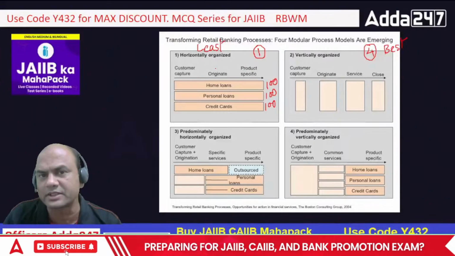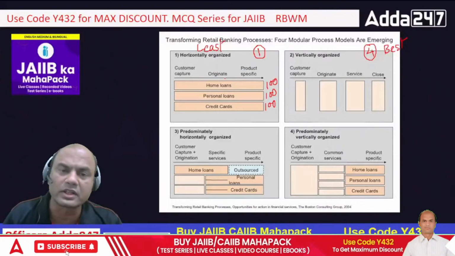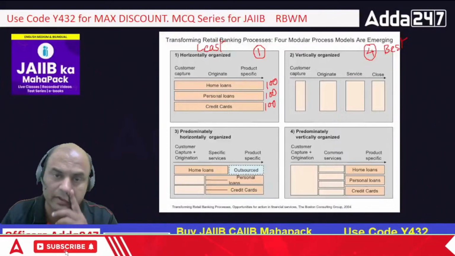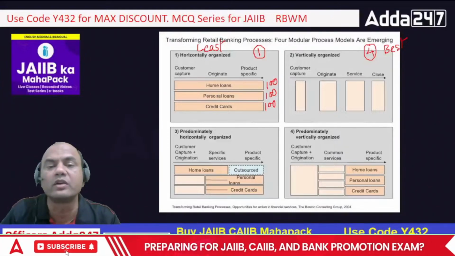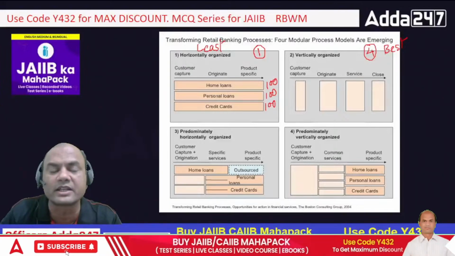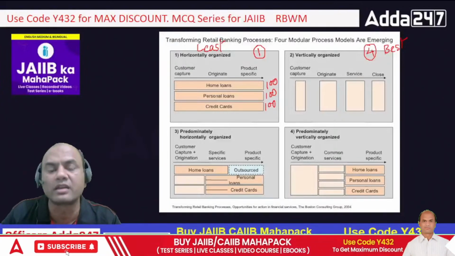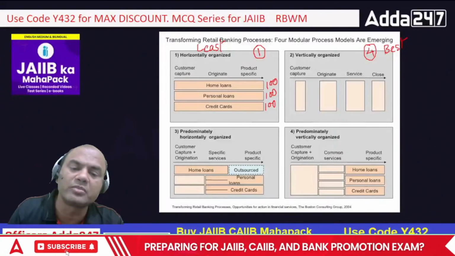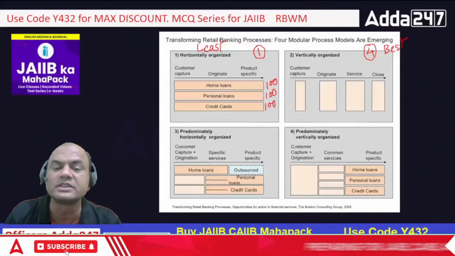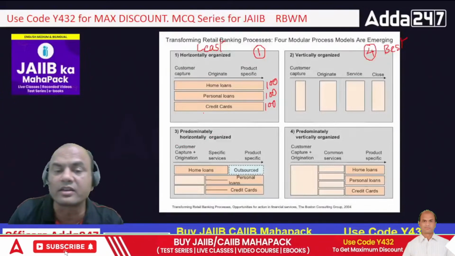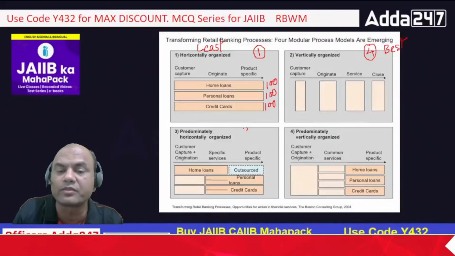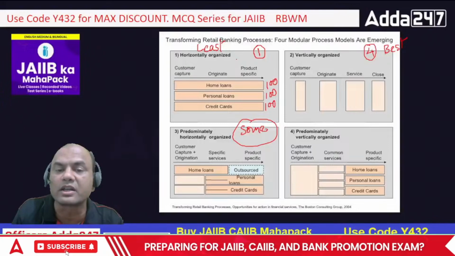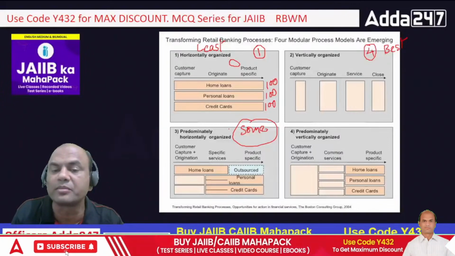Just type fast. In the horizontally organized model, was the data shared between personal loans and home loans? No, right? So what happens in predominantly horizontally organized is that some data is shared. See, here it was 0, now we have some data, some. Here it was 0 data sharing, here some data is shared.